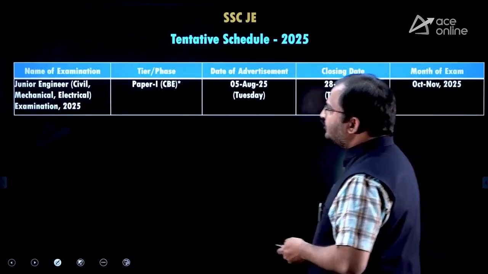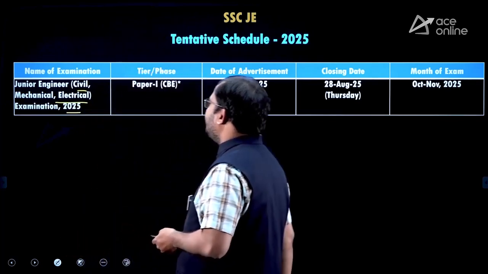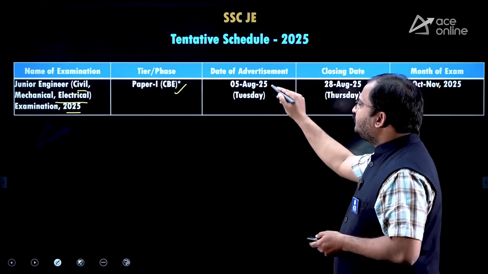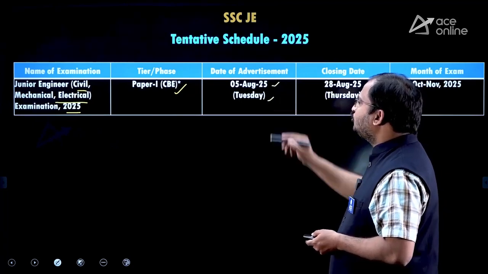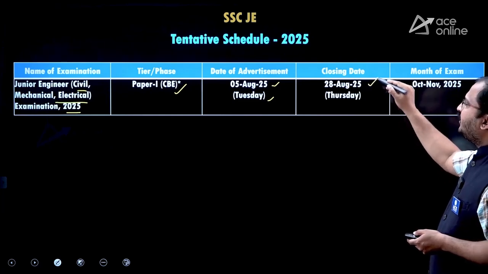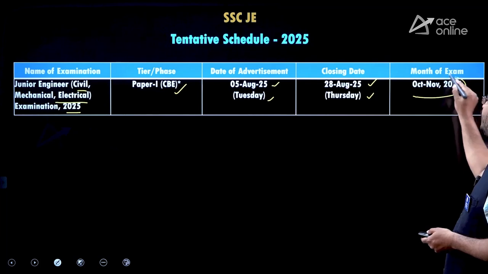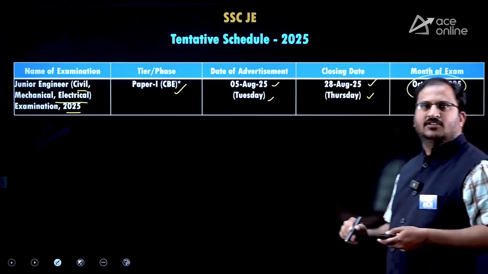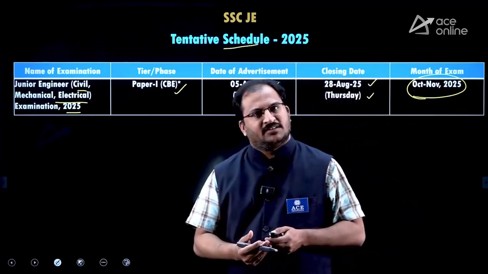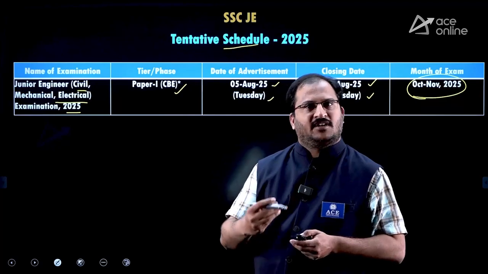Coming to the tentative schedule, Junior Engineer Civil, Mechanical, Electrical Examination 2025, Paper 1 Computer Based Examination. The date of advertisement is 5th August 2025, that is Tuesday, and the closing date of the application form is 28th August 2025, Thursday, and the month of examination will be October to November 2025. So, the month and year of examination is given. This is a tentative schedule, dear students. When the official notification comes out, we will make a video again for your convenience.